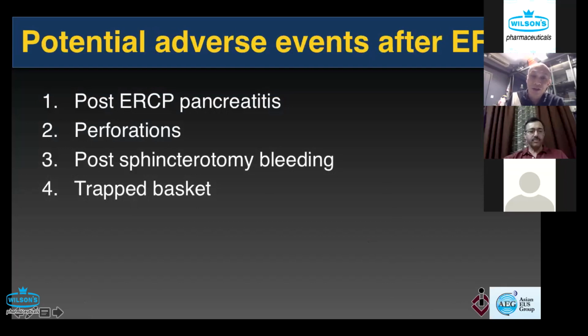So as I mentioned, the potential adverse events after ERCP include post-ERCP pancreatitis, perforations, sphincterotomy bleedings, and also trapped baskets. So I'll go through these adverse events one by one and see what everyone thinks about all these developments recently.